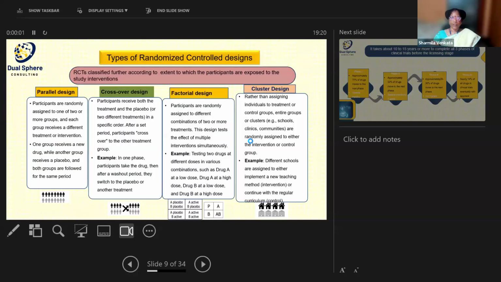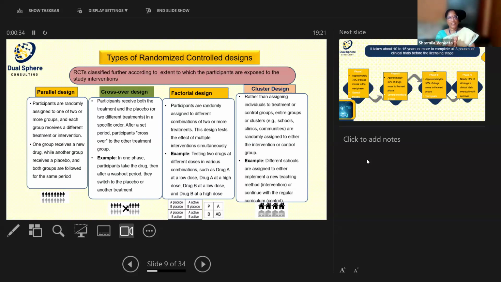The third classification is factorial design. I'll show all the references at the end. In the factorial design, participants are randomized to receive a combination of two or more interventions. For example, testing drug A and drug B at different doses in all possible combinations. This design helps test interactions between treatments.